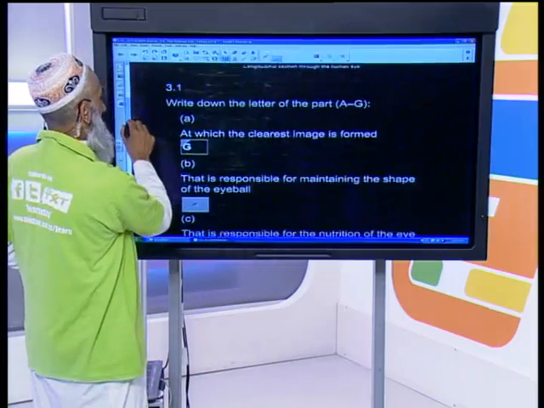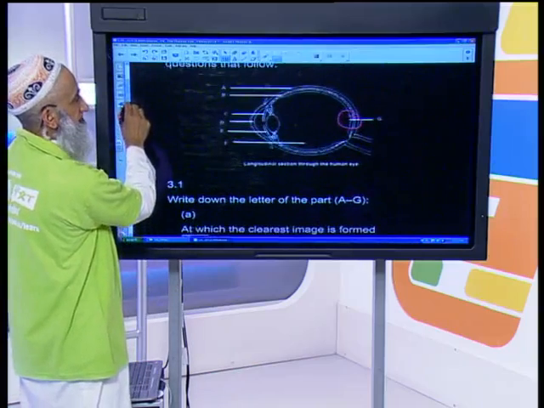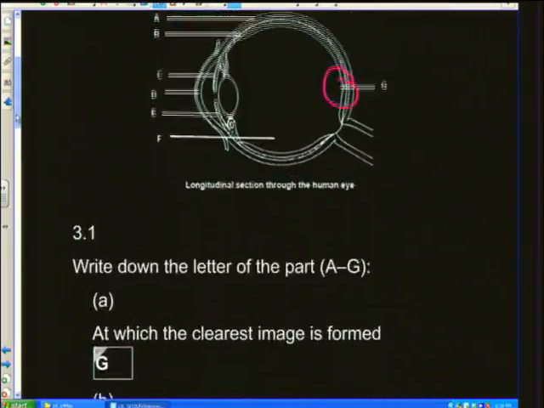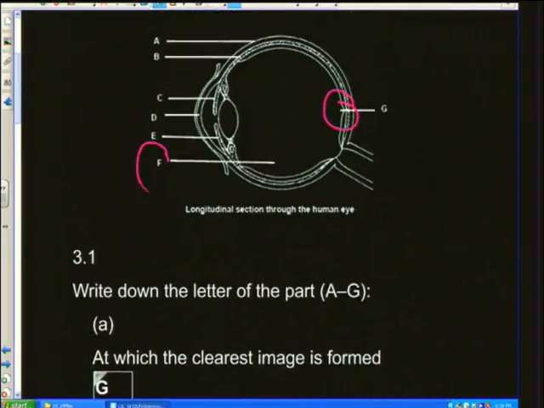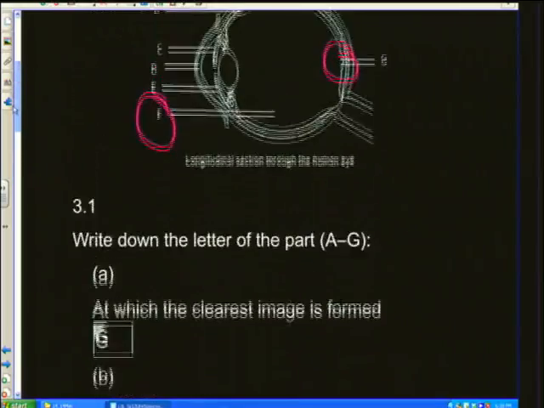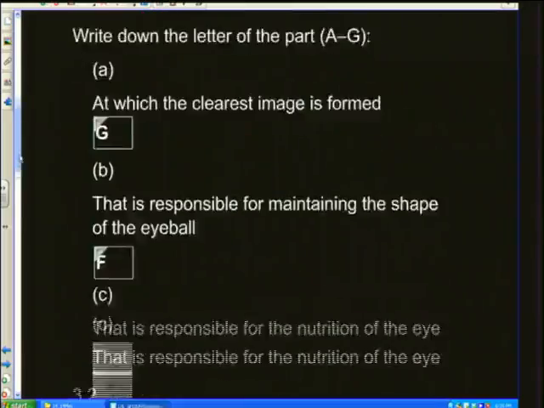Good. Next one: responsible for maintaining the shape of the eyeball. That will be the sclera? The vitreous humor, and that is F. Good. Next: responsible for the nutrition of the eye. Which part of the eye? Which of the 3 layers, by the way? The choroid, and that would be part B in this diagram. Good, excellent.